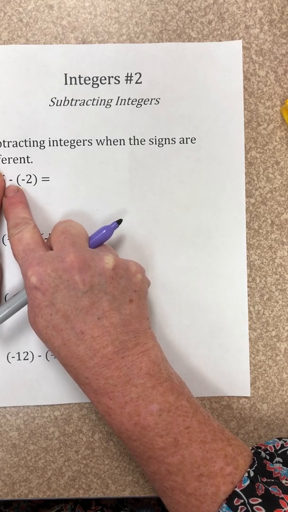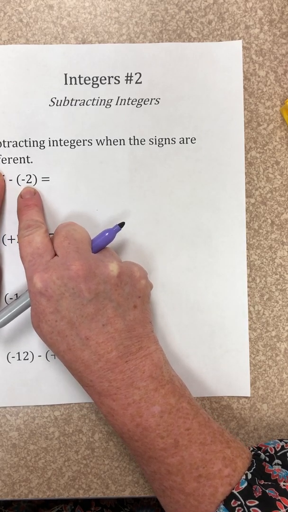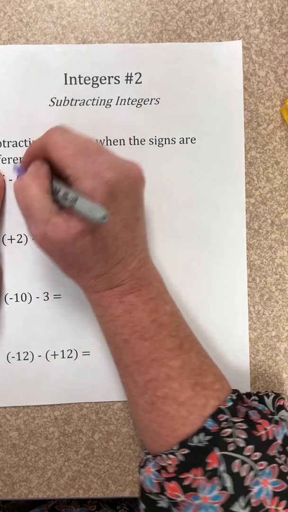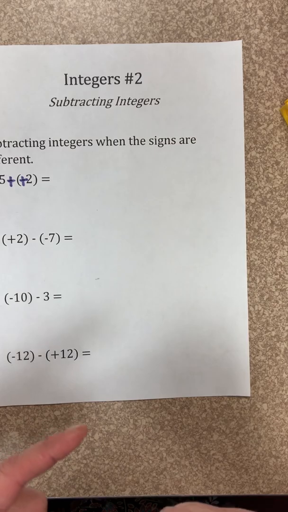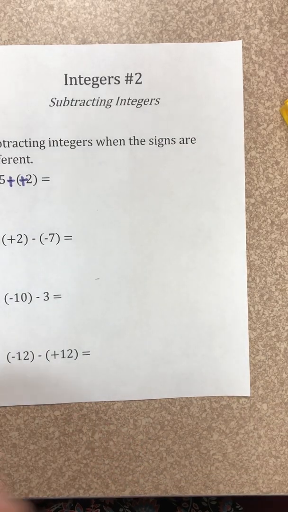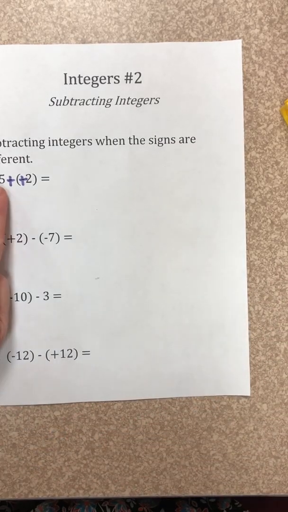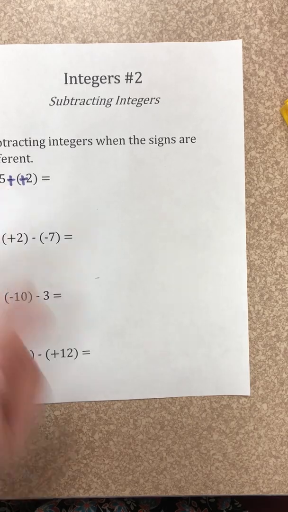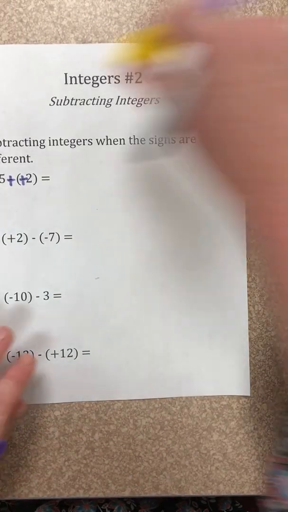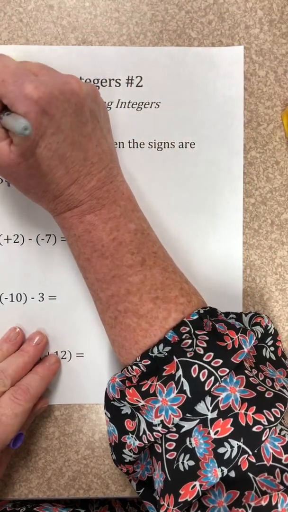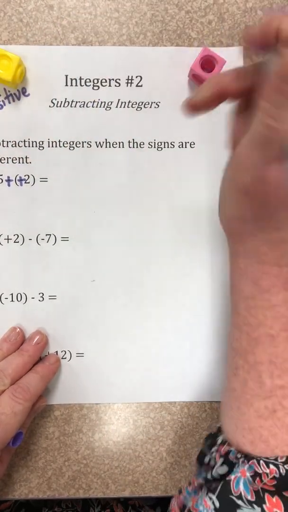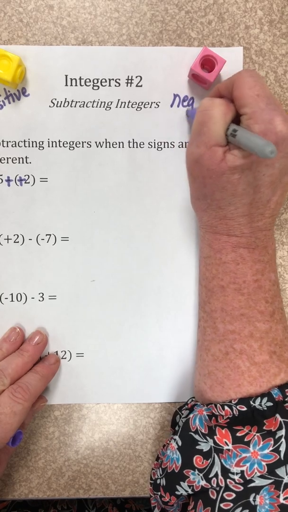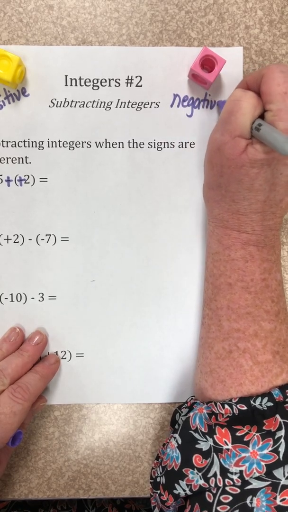It is the opposite of negative 2. What's the opposite of a negative 2? A positive 2. So the trick is, let's make those positives. And now we can use our linking cubes. We need 5 positives. So let me just help us remember. We're saying that yellow is positive and pink is negative. That way we don't get confused.